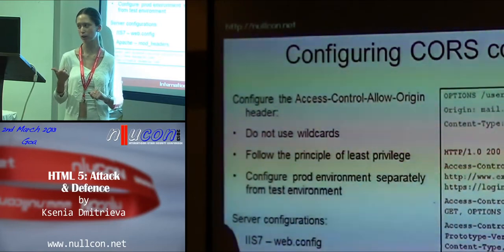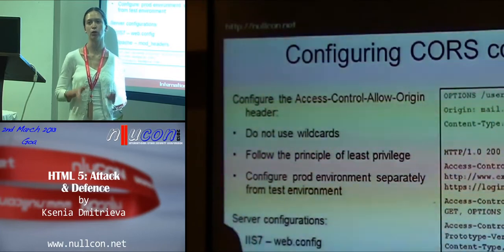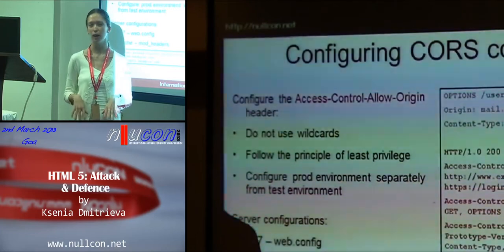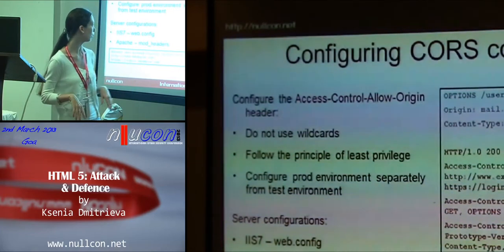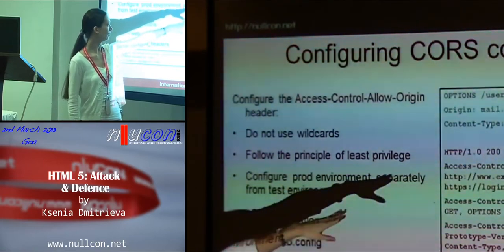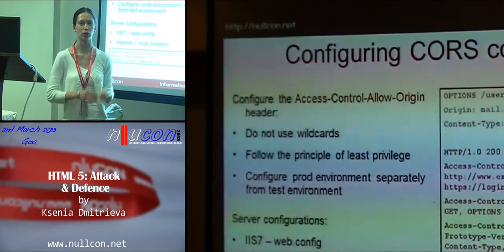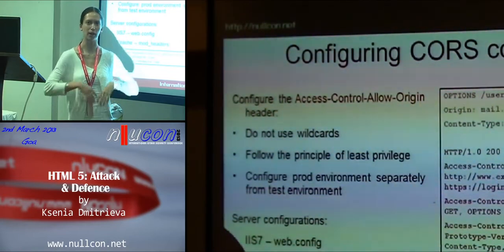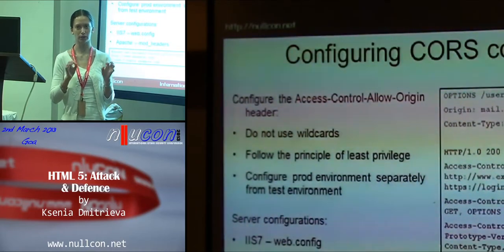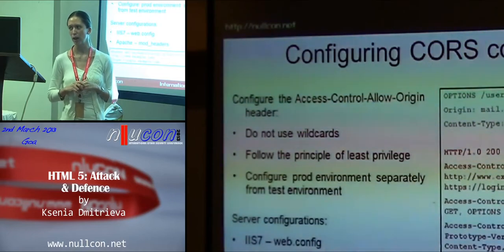So don't use wildcards, and follow the principle of least privilege, meaning that if you know that this website definitely needs access, then grant access. If you're not sure, like in this example, we specified www.example.com and then login.example.com. So we don't specify just *.example.com, saying that any subdomain on example.com can access it. Be very fine-grained and specify what exact subdomains can get the information.